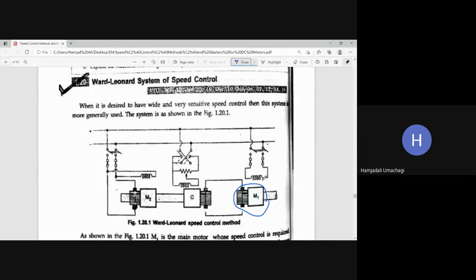So the field winding of the motor whose speed has to be controlled, that is M1, is directly connected to the DC supply via the switchgear. And the armature of the motor M1 whose speed has to be controlled will be connected to the armature of the generator, whereas the generator's field winding is connected in parallel with a potential divider via the switchgear directly to the power supply lines.